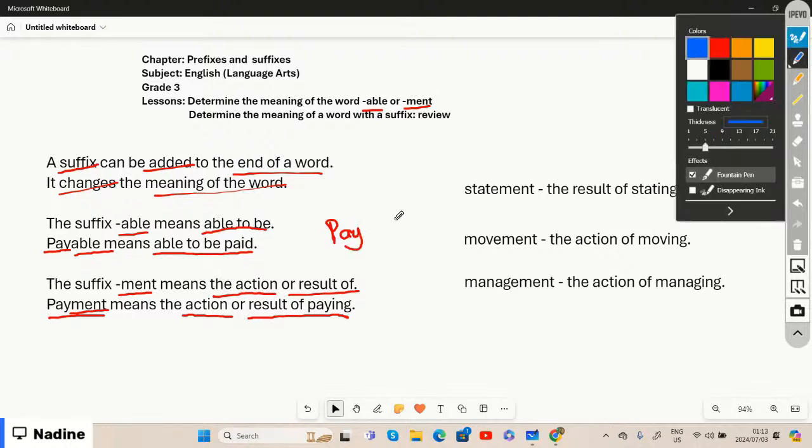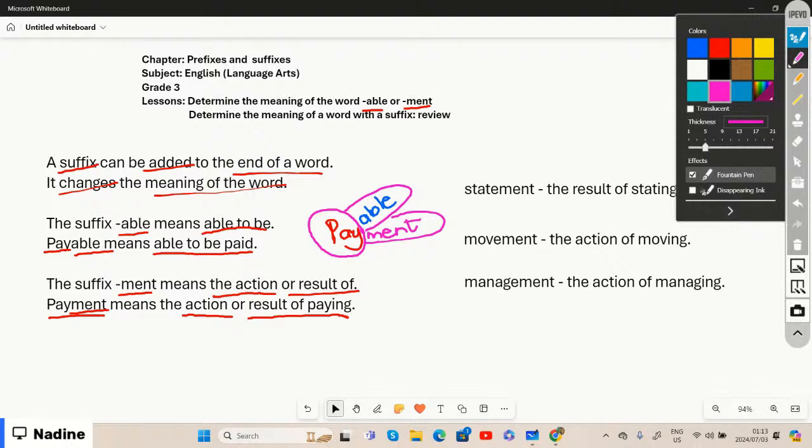And with our base word, we added able to that word, and the meaning of that word is able to pay. And then we also added the suffix ment to pay, and it means the action or result of paying. So as you can see, pay is our base word, the word that can stand on its own, and then we have a suffix which is able, and another suffix which is ment.